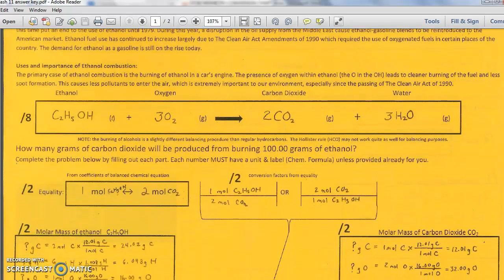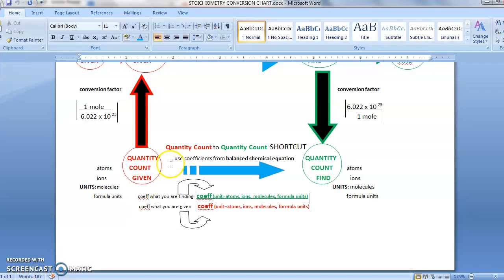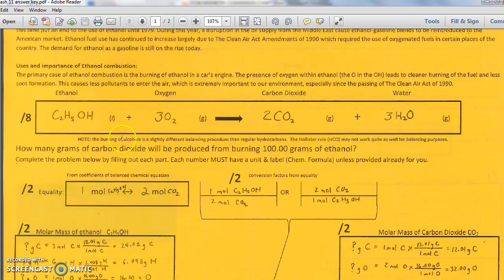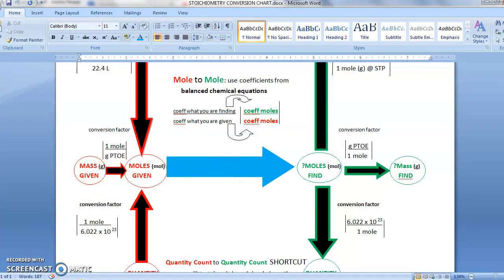And to do a mass-to-mass problem, you must have a balanced equation, because we need that balanced equation to go from moles to moles. So first, we're going to take our 100 grams of our fuel, C2H5OH. We have 100 grams, and we have to figure out how many moles that is. That's our first step, converting that mass to moles.